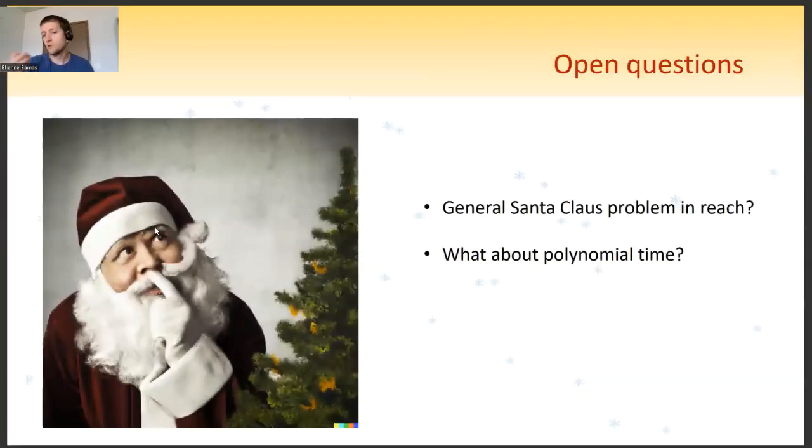And I'd like to finish with a few open questions. So of course, the most obvious one is, can we generalize this technique to the general Santa Claus problem? That would be very interesting to see. And also, what about polynomial time? Because here we only talk about quasi-polynomial, but it would be very interesting to improve on the polynomial approximation factor that is in polynomial time, which is the best that we know so far.